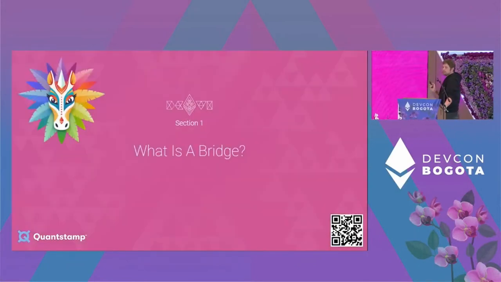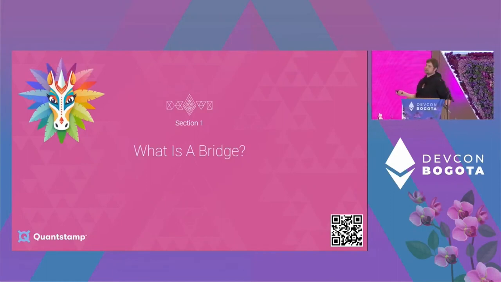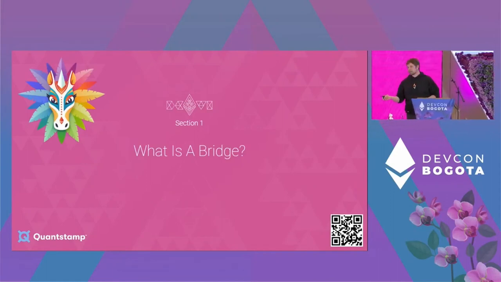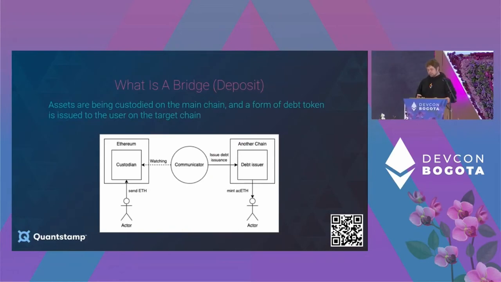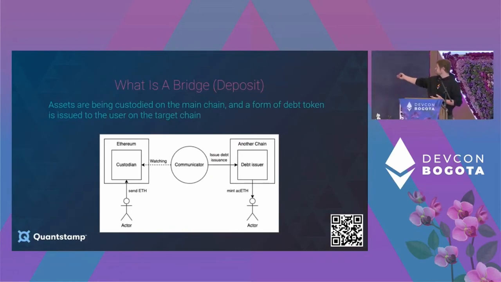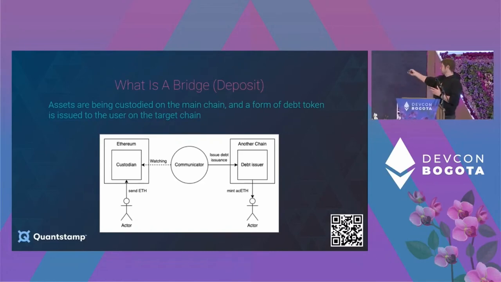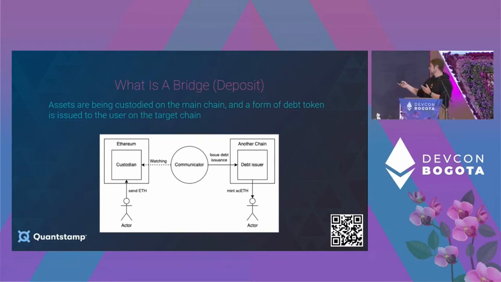So before I do that, we should all understand what a bridge really is, right? So let me do that. When I say a bridge, I want you to understand this type of architecture. We have two chains, my mother chain, which for all intents and purposes will be Ethereum, and then we have another chain. And we want to get our assets from one chain to the other chain. For this purpose, we have something that I call a custodian. This is where I will lock some assets, some ether.